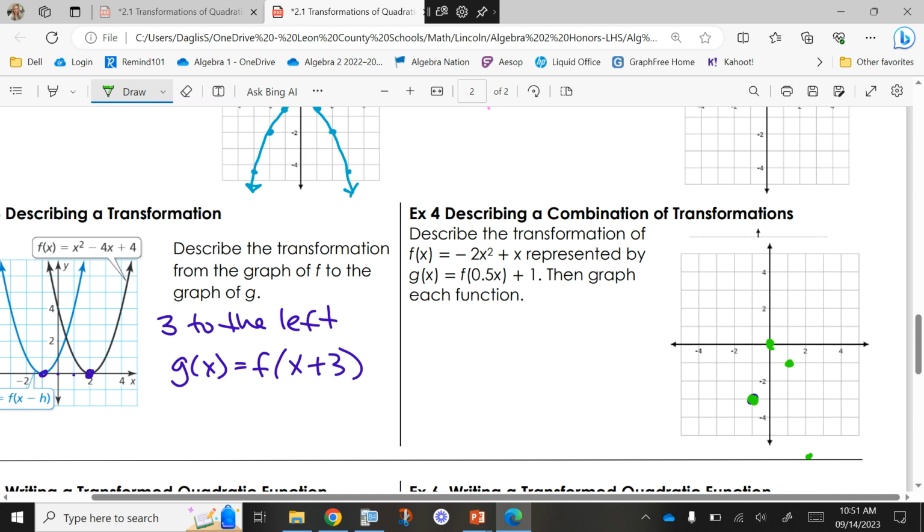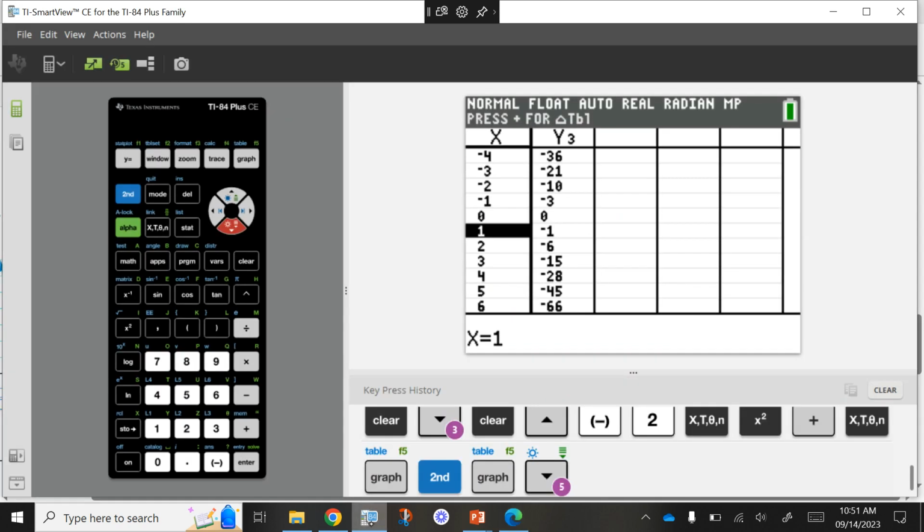Are any of those my vertex? They are not. This is how I know. Do any of those points reflect and repeat on each side? No, they're not doing that. So none of these are my vertex.